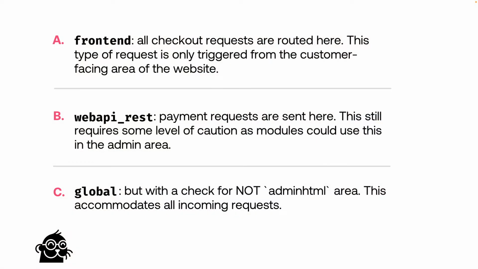So let's take a look at these options. Now, I would have loved to have blown this out a little bit more, but I am within some constraints on the number of questions here for this practice test. But let's take a look at these answers and see what we do here. So the front end, all checkout requests are routed here. This type of request is only triggered from the customer-facing area of the website. Web API REST, payment requests are sent here. This still requires some level of caution, as modules could use this in the admin area. Global, but with a check for not the admin HTML area. This accommodates all incoming requests.